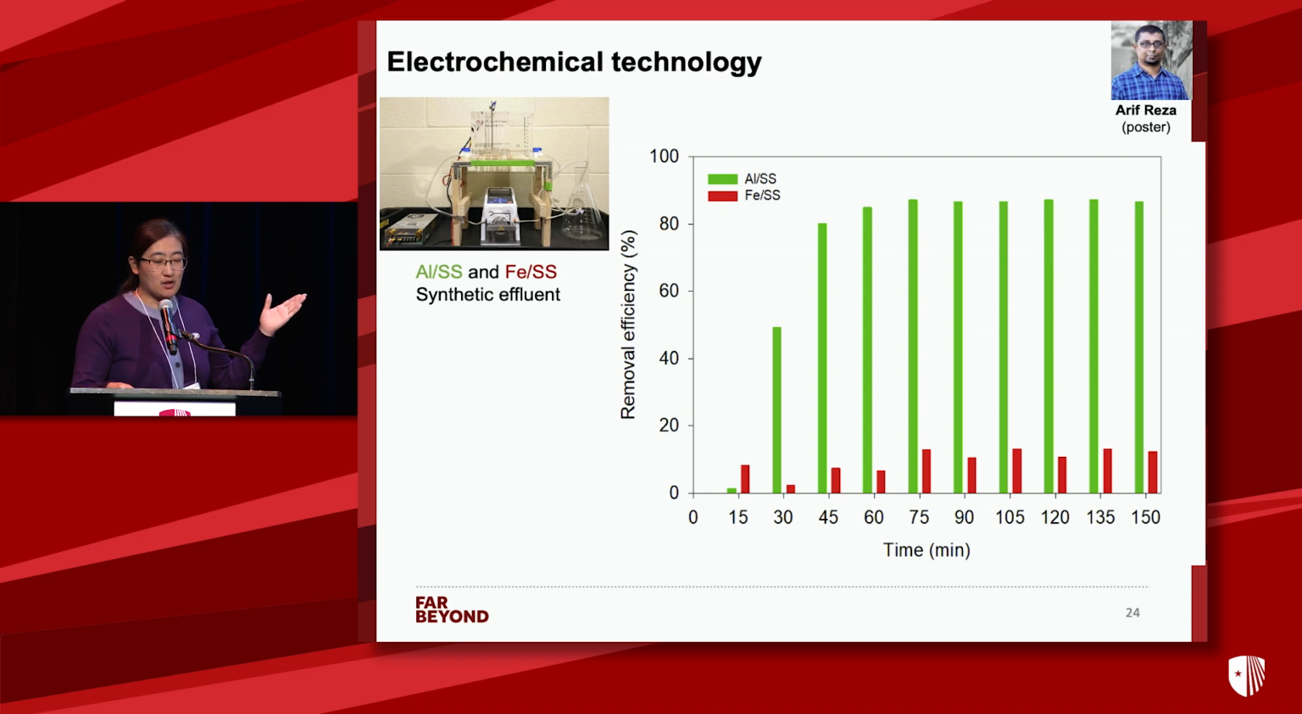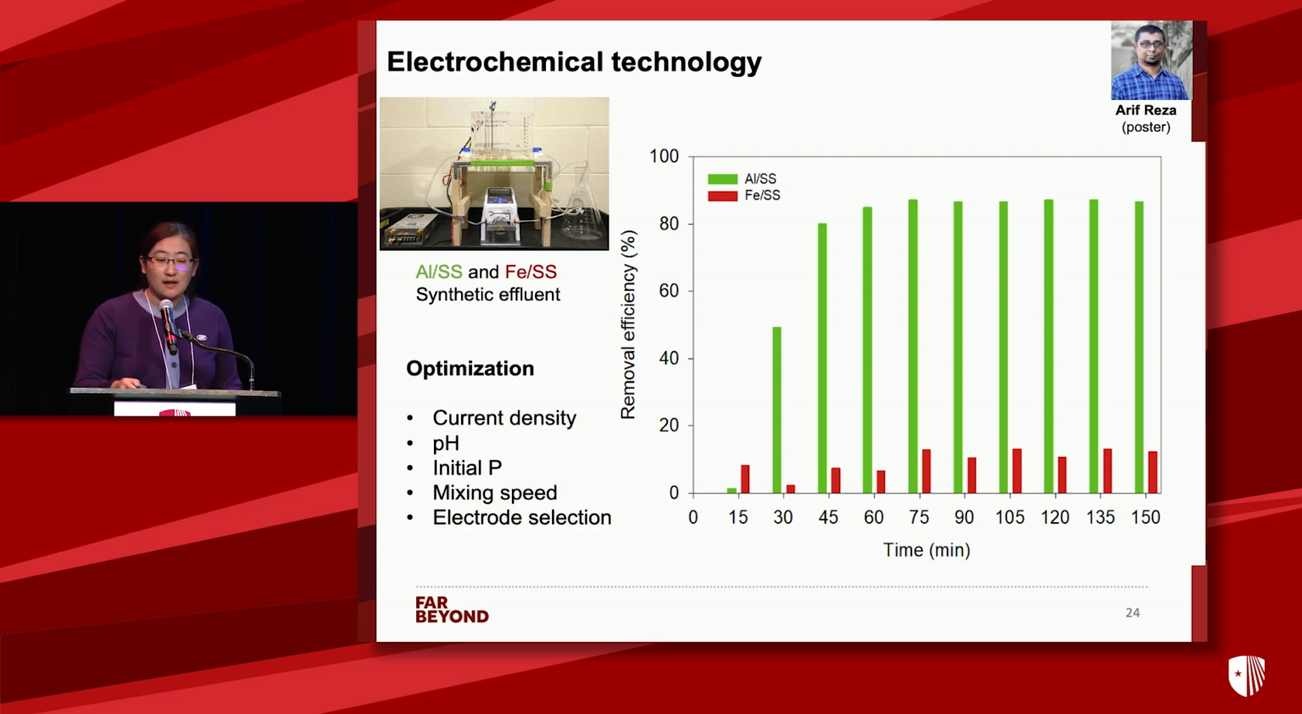So this is an example showing you the two different combinations of electrodes. The green bar is the aluminum and stainless steel combination. The red one is iron and stainless steel. So basically you can see after about 45 minutes of operation, the aluminum one can achieve over 80% of phosphorus removal. So currently we are working on the system optimization by looking into several operation parameters, including the current density, pH, the concentration of phosphorus, as well as the mixing speed and different combinations of electrodes.